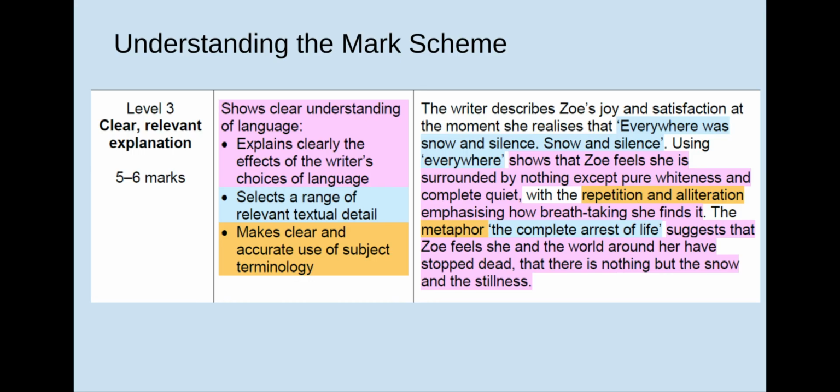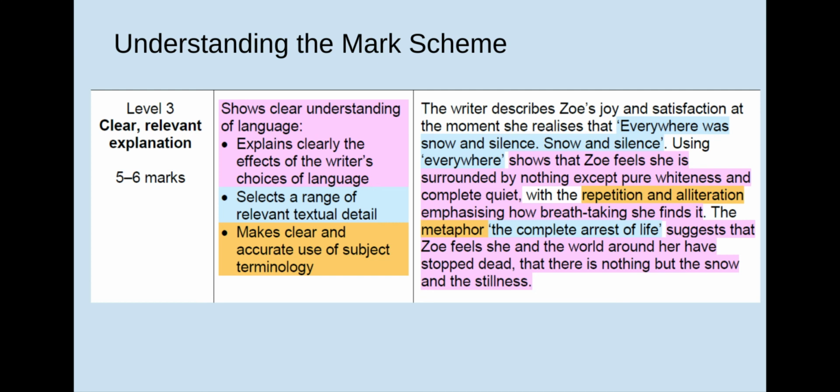So if we look at a mark scheme example of a level 3 clear and relevant explanation, this one is about the November 19 text, The Silence of the Mountain, near the beginning with Zoe and Jake on the mountain in the Pyrenees. The writer describes Zoe's joy and satisfaction at the moment she realizes that everywhere was snow and silence. Using everywhere shows that Zoe feels she is surrounded by nothing except pure whiteness and complete quiet, with the repetition and alliteration emphasizing how breathtaking she finds it.